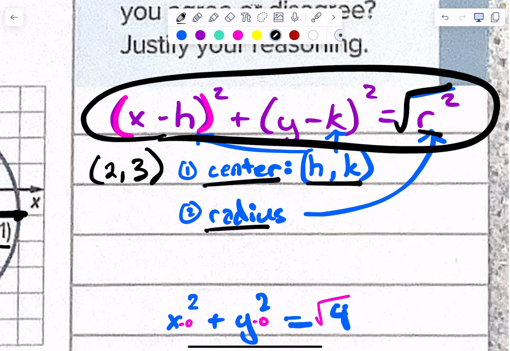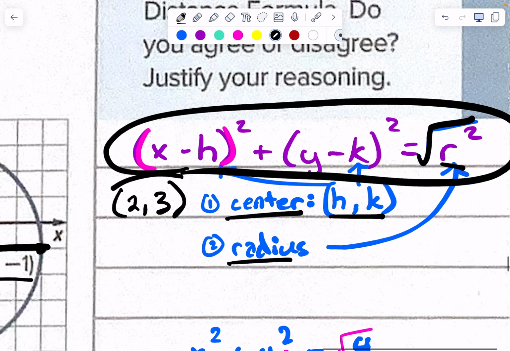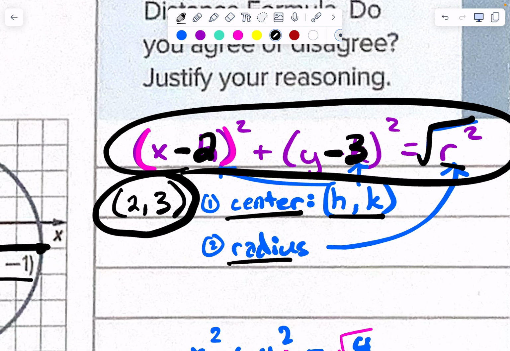Okay? So I said, if your center was at (2, 3), it would go x minus 2 and y minus 3 in there. And then if your radius, let's say it was 3, it would be 3 squared, so that became 9 there, right? So you would take the square root of that number to get the radius, okay?